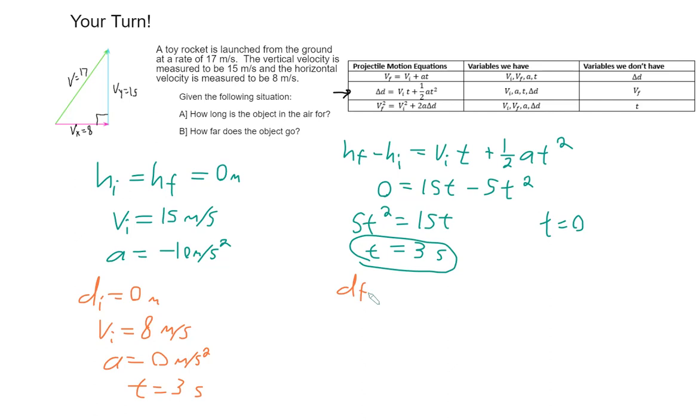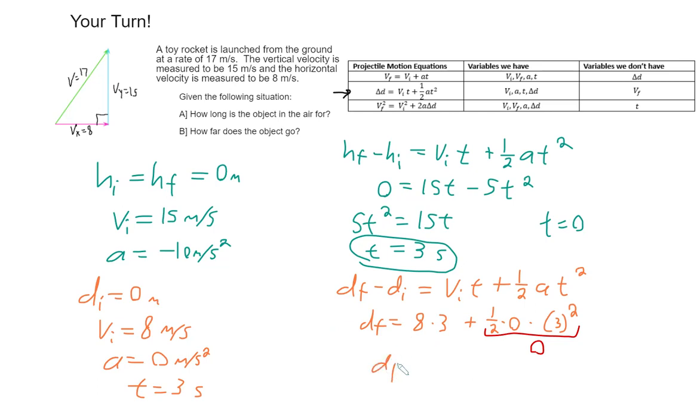So we have the final distance minus the initial distance is equal to initial velocity times time plus 1/2 acceleration times time squared. So we have the final distance is equal to 8 times 3 plus 1/2 0 times 3 squared. Because we have a 0 here, this whole expression becomes 0. So we're left with just 8 times 3, which is 24 meters.